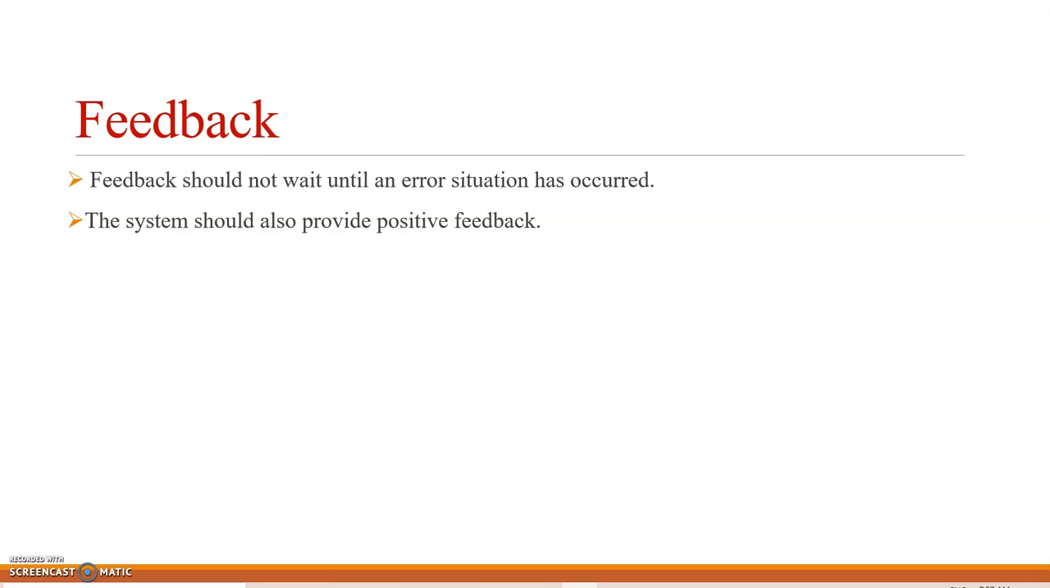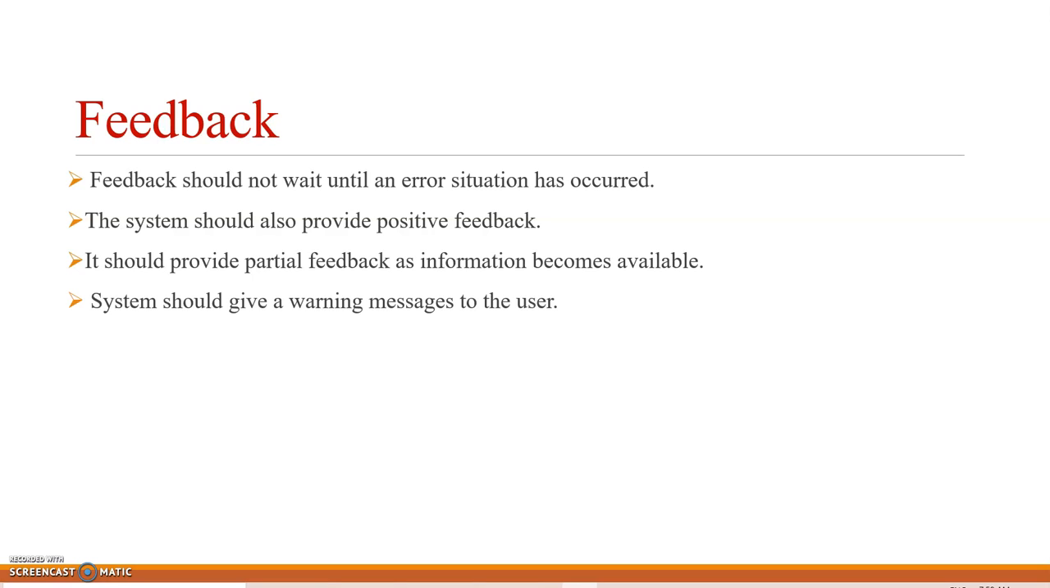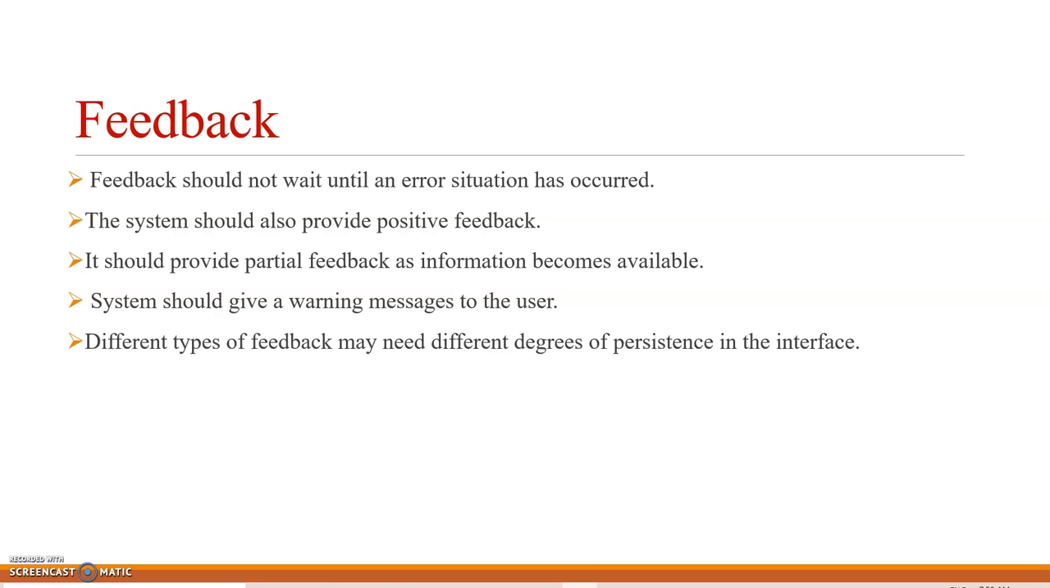So the system should also provide positive feedback. This is the way of providing positive feedback: giving feedback to the user at that time itself instead of specifying it at the end. It should provide what is called partial feedback, and it is one of the best pieces of information given to the user at the best time. So the system should give a warning message to the user.